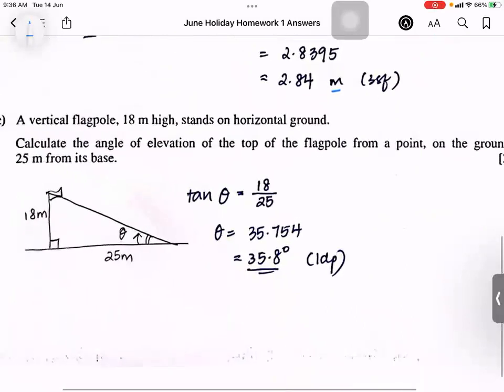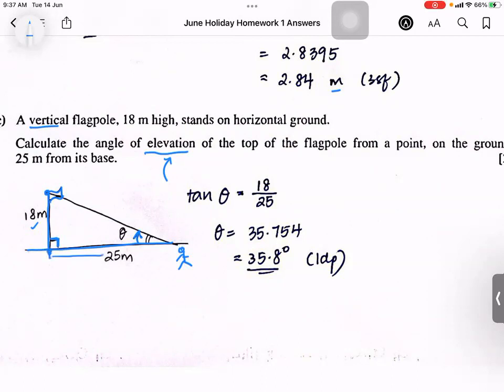A vertical flagpole. So my intuitively first thing, I draw a flagpole, draw a diagram. Vertical means the flagpole and the ground will have 90 degrees. One is 18 meters. And the angle of elevation of the top of the flagpole, angle of elevation always means from the bottom look up. So the person must be somewhere at the bottom over here on the ground, 25 meters from its base. So 25 meters from the base of the flagpole to the person.